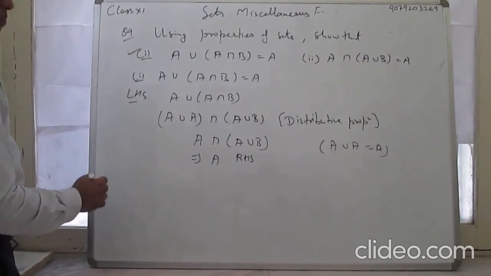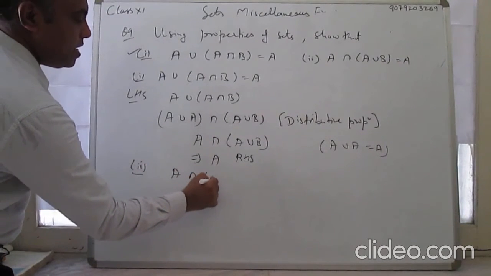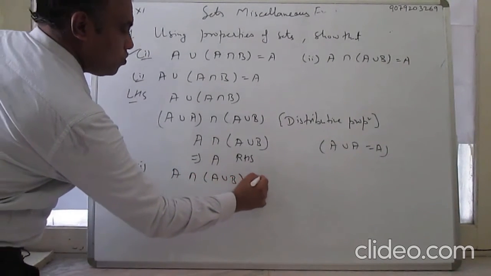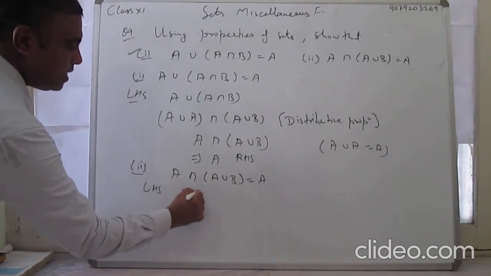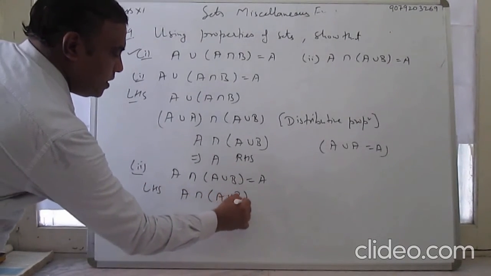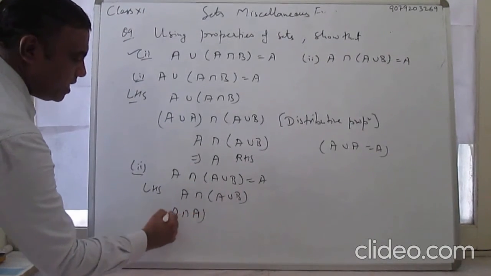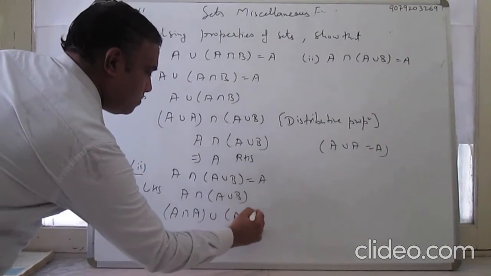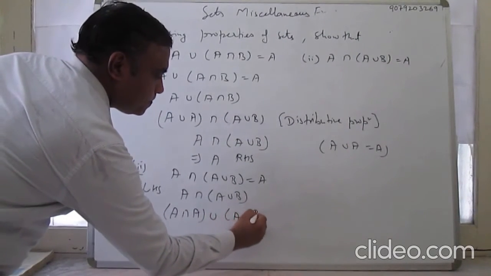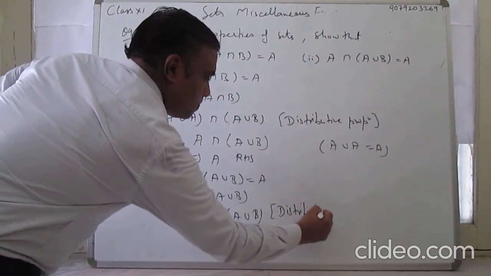Now second part, A intersection (A union B) is equal to A. Now I will take left hand side, A intersection (A union B). Apply distributive property. (A intersection A) union (A intersection B). This is distributive property.